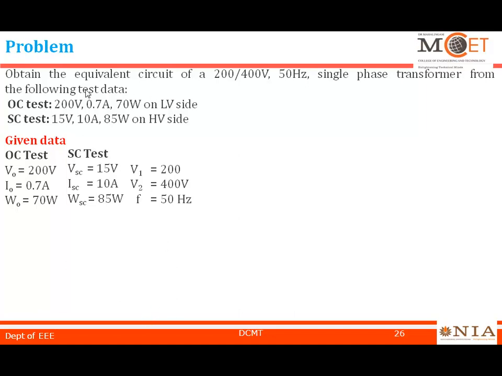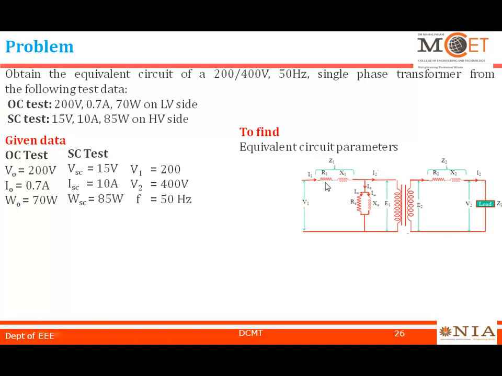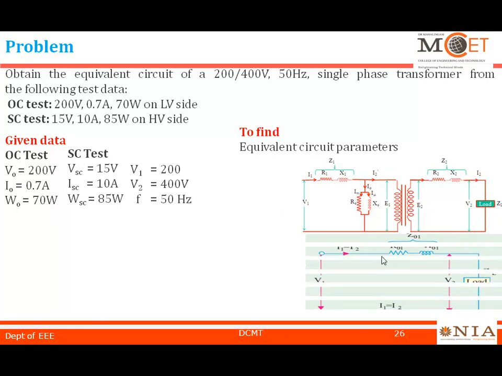What are you going to find? We are going to draw the equivalent circuit. To do that, we need to find the equivalent circuit parameters R01, X01, R1, X1. This is the equivalent circuit. R1, X1, R0, X0, I mu, IW, R2, X2 are the parameters we are going to find in the equivalent circuit. This is your ideal transformer, and this is the equivalent circuit of the transformer. Finally, R01 and X01 we are going to find from these values.